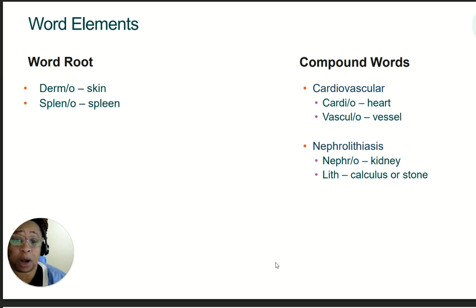Combination or compound words, you see here, we have cardiovascular. Cardio meaning heart, vascular meaning vessel. So we're talking about the vessels of the heart. Next, we have nephro, which is kidney, and litho is callus or stone. So, with the combination of the words listed above, it's saying the stones in the kidney.